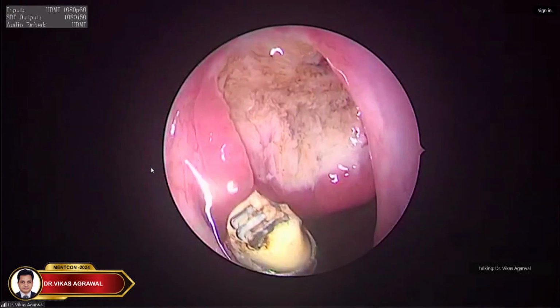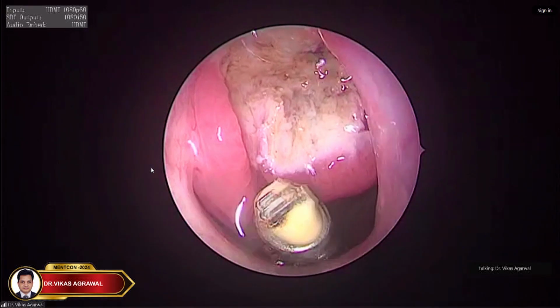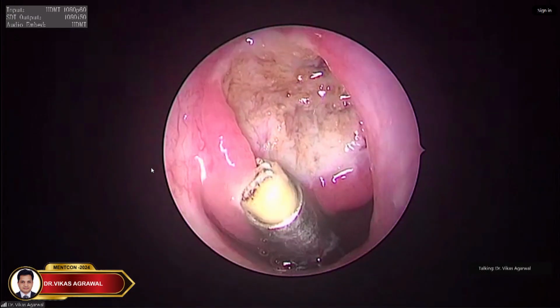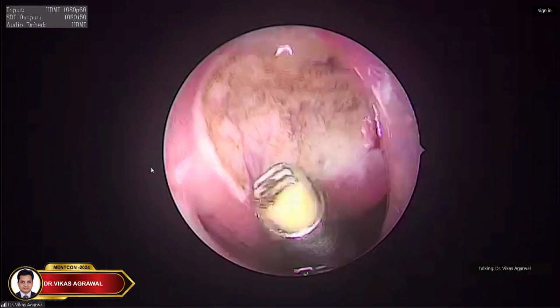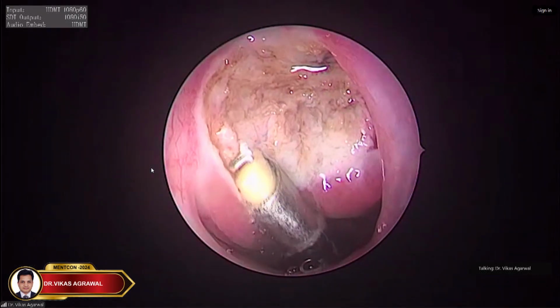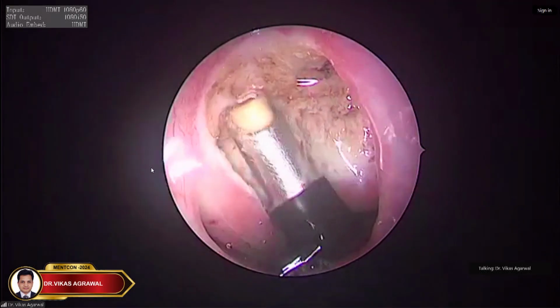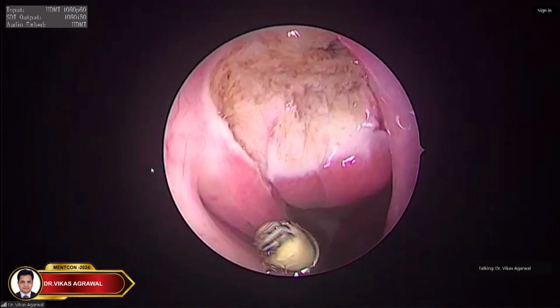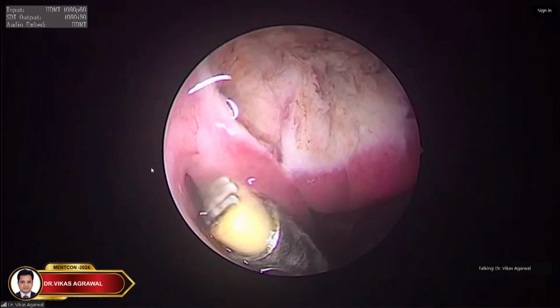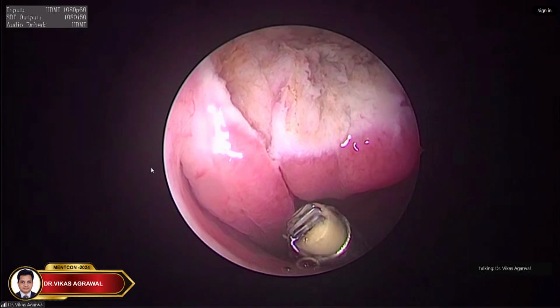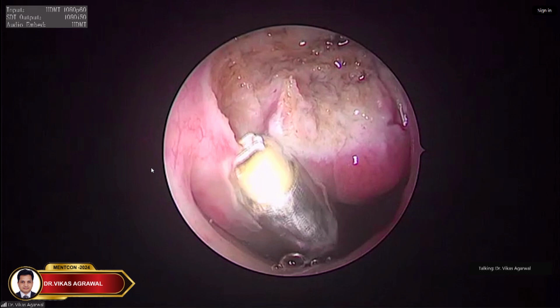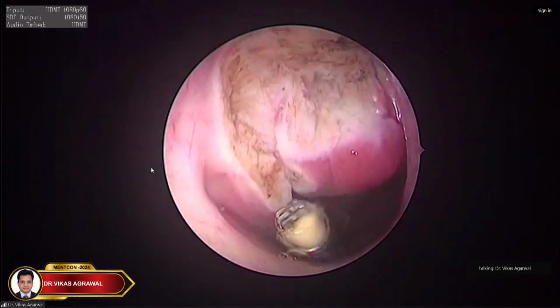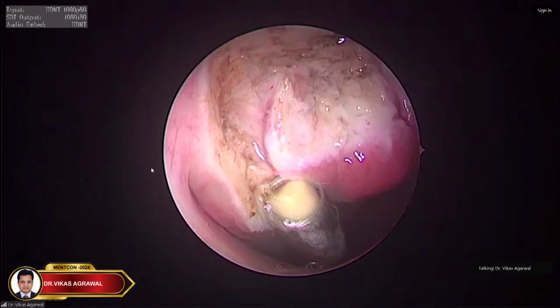Now the lateral boundary of the adenoid is the torus tubarius in the anterior part. So I am removing the adenoids from the lateral boundary. Anteriorly is the torus tubarius and posteriorly will be the fossa of Rosenmuller. Now see, this is the eustachian tube orifice. This is the lymphoid tissue. You are not supposed to get into the muscle, but I am removing the lymphoid tissue completely.